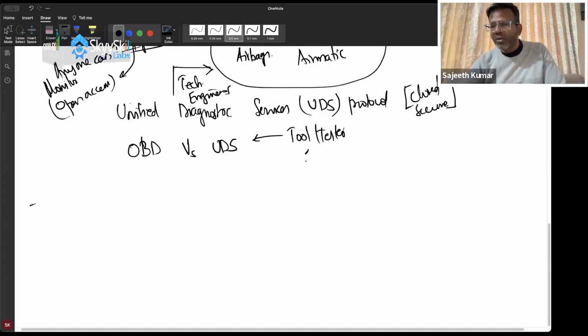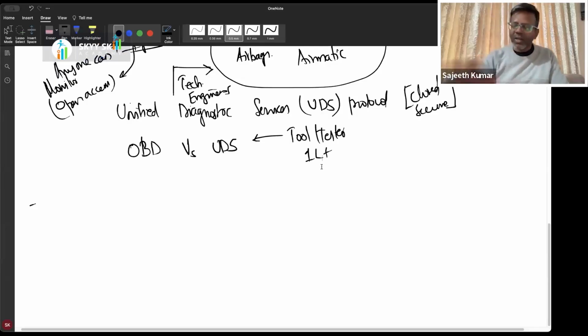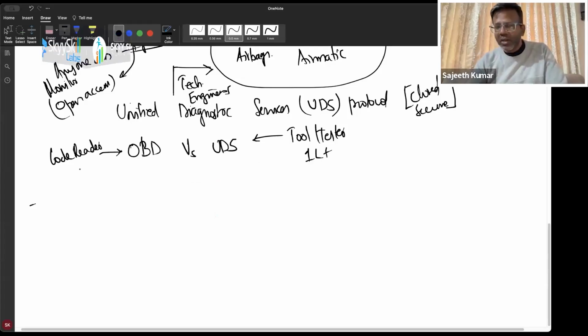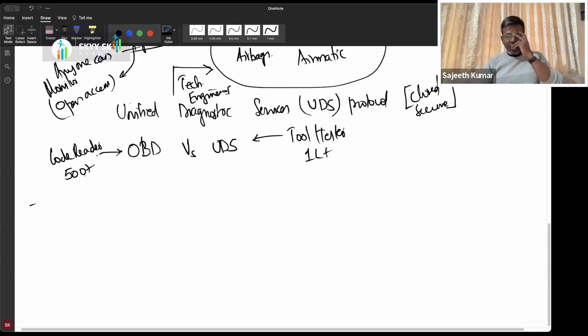This would probably cost you about 1 lakh plus. I'm talking about IC engines. Whereas an OBD code reader, we call it a code reader, you can get for 500 rupees plus. You go to Amazon, you will get an OBD code reader. You go to PEAK-CAN, they'll sell you something for 40,000 rupees. That's a CAN interface which can be used for UDS or something like that. So PEAK-CAN is 40,000 rupees. The other one is about 500 rupees.